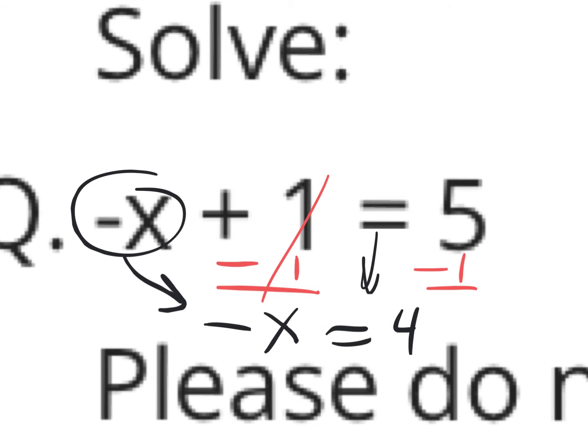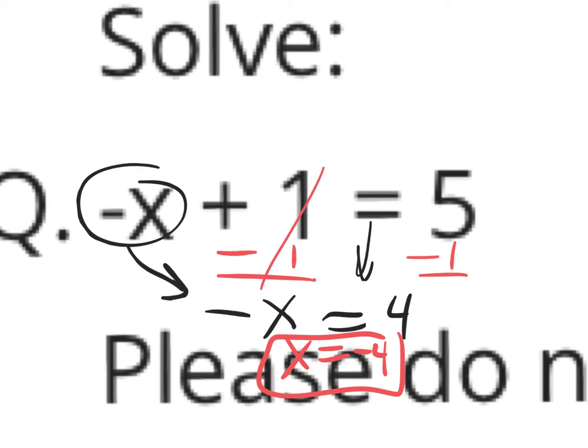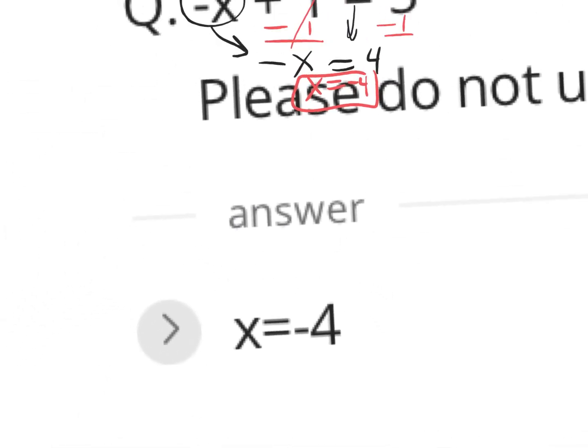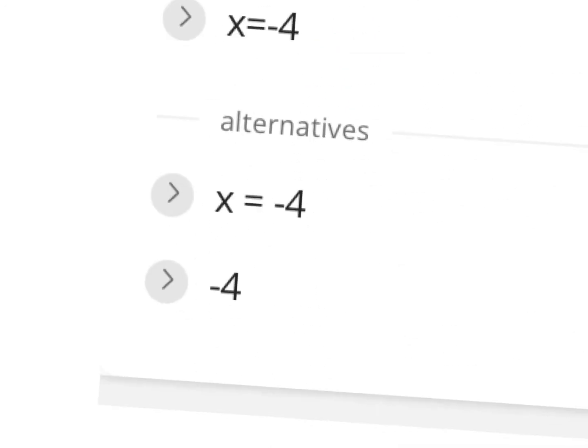So on this final step, we want to get the x to be positive. You don't want it to be negative. So we either multiply both sides by negative 1 or divide both sides by negative 1. Either way, it's going to change to a positive x equals a negative 4, right? That's your answer. X equals negative 4. As you can see right here, that's what you must type in. X equals negative 4. Let's move on to the next one.